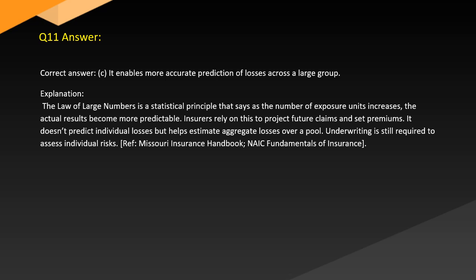Answer. Correct answer: C. It enables more accurate prediction of losses across a large group. Explanation. The law of large numbers is a statistical principle that says as the number of exposure units increases, the actual results become more predictable. Insurers rely on this to project future claims and set premiums. It doesn't predict individual losses, but helps estimate aggregate losses over the pool. Underwriting is still required to assess individual risks. Ref: Missouri Insurance Handbook, Fundamentals of Insurance.